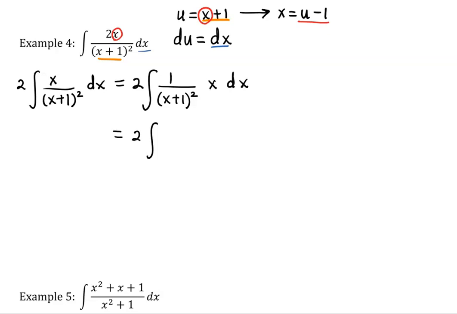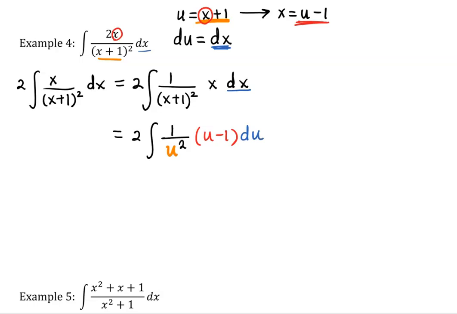The 2 stays out in front. We have 1 over, instead of writing x plus 1 squared, I will be writing u squared. Instead of writing x, I will be writing u minus 1. And instead of writing dx, I will be writing du. There we go. So we've done our substitution.